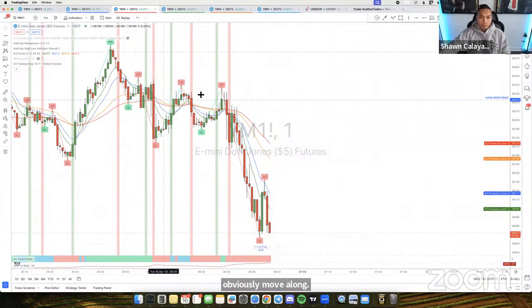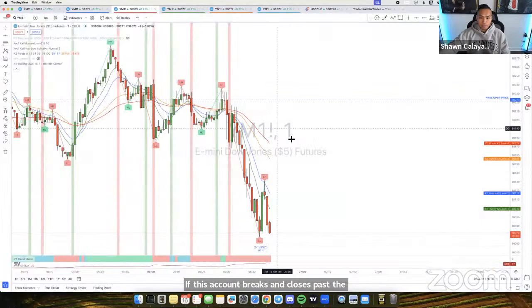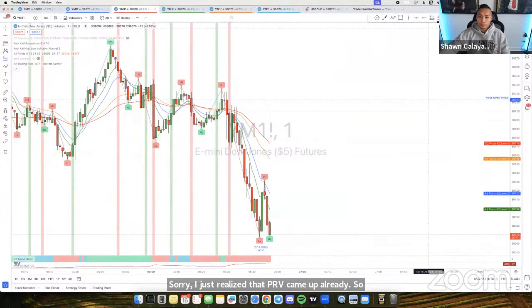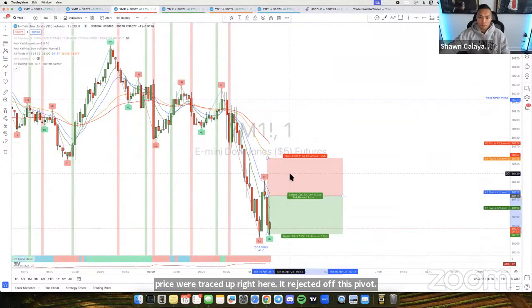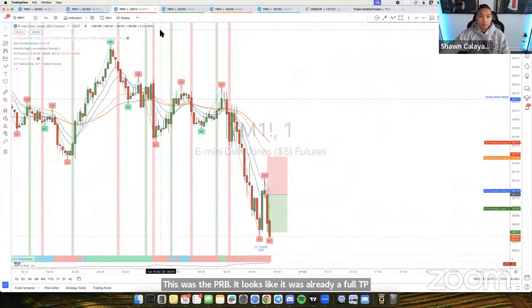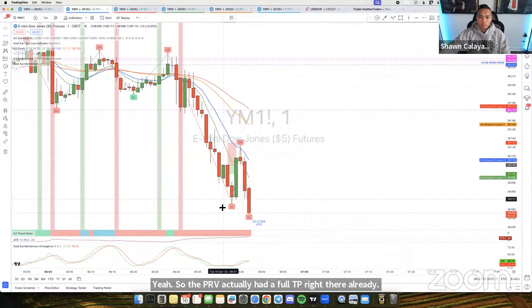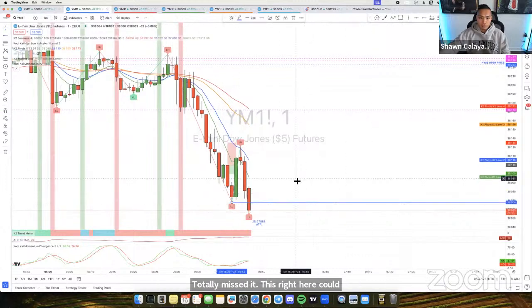If this candle breaks and closes past the... sorry guys, I just realized the PRB came up already. So price retraced up right here. It rejected off this pivot. This was the PRB. It looks like it was already a full TP. Yeah, so the PRB actually hit full TP right there already. Totally missed it. This right here could be a high-low scalp, depending on if you guys are looking to take it.